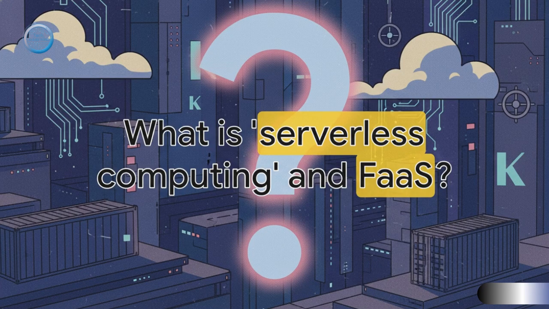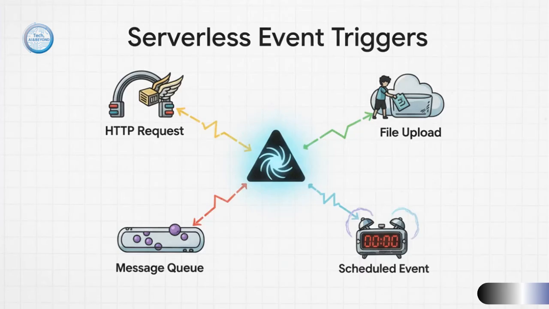And the most common way this model is implemented is called functions as a service, or FaaS, with AWS Lambda being the prime example. With FaaS, you write these small, single-purpose functions that are designed to run only in response to a specific trigger. As you can see here, that trigger could be an incoming HTTP request to an API, a new photo being uploaded to a storage bucket, a message appearing in a queue, or just a simple timer. When that event occurs, the platform handles everything.